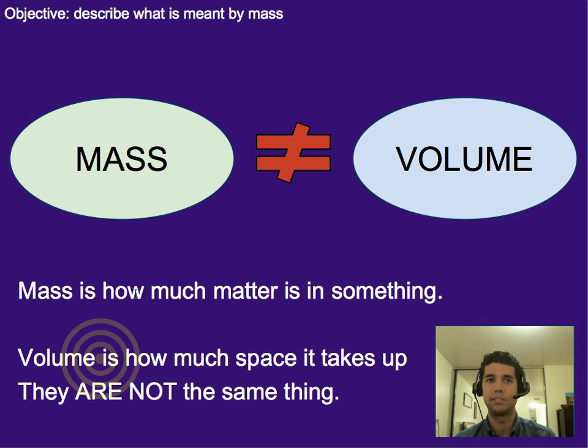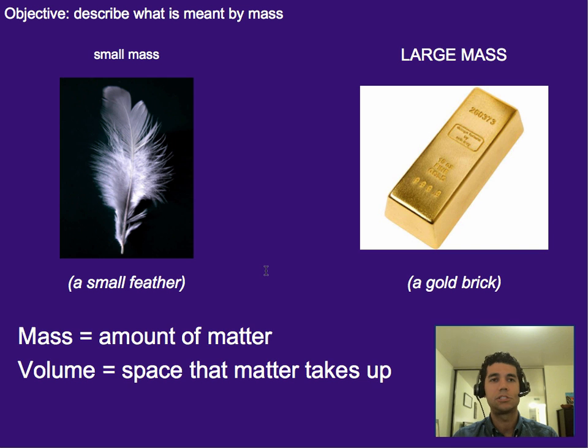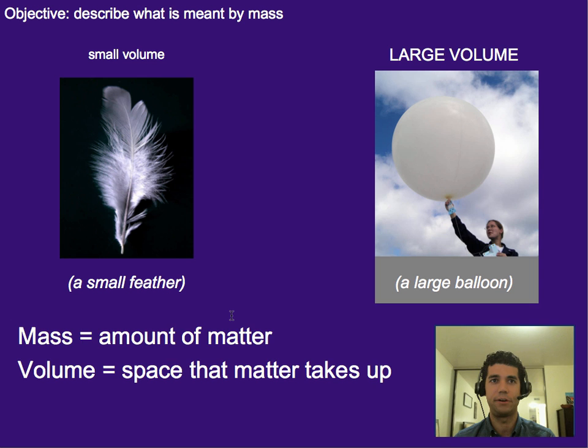Mass is how much matter is in something, and volume is how much space it takes up, like physically occupies. So to help differentiate, I've got a few examples. First, a small mass would be something like a feather. It doesn't have a whole lot of stuff there, and so it is really easy to push and move, and that's how we know it has a low mass. A gold bar isn't very easy to move compared to a feather, so it has a large mass compared to this feather. Or in other words, there's a lot of stuff there compared to the feather.